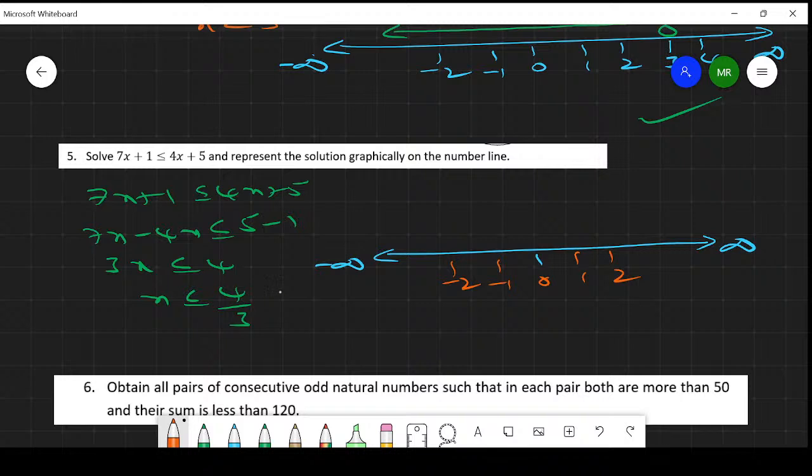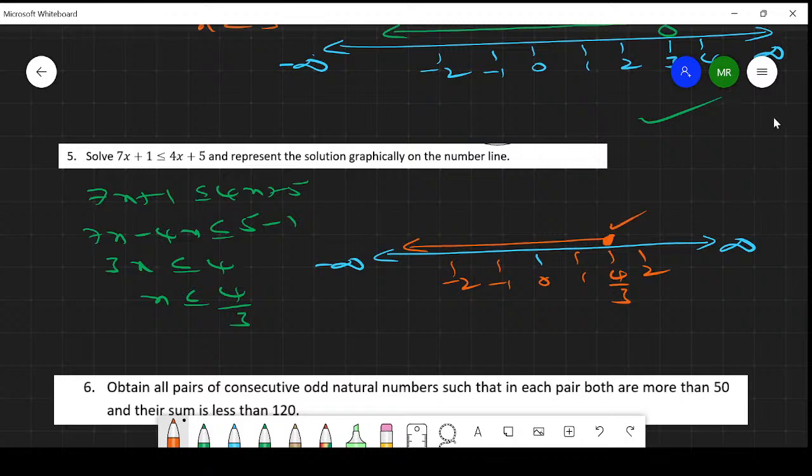They told 4 by 3 means 1 point something, between 1 and 2. So roughly, suppose this is 2, roughly here this will be 4 by 3, because it is 1 point something. They told including that, so including this. X less than or equal to, so I can represent it like this, left of that, including that. You can see the previous one was excluding. Here including means I can shade this, including this 4 by 3.